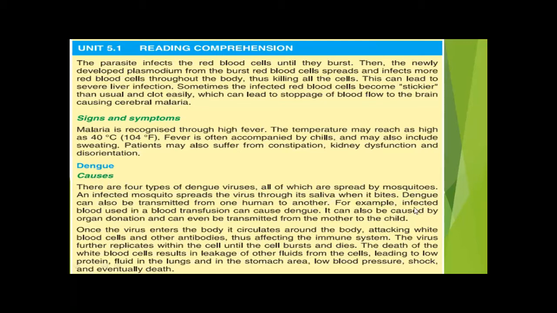For example, infected blood used in a blood transfusion can cause dengue. It can also be caused by organ donation and can even be transmitted from the mother to the child. Once the virus enters the body, it circulates around the body, attacking white blood cells and other antibodies, thus affecting the immune system. The virus further replicates within the cell until the cell bursts and dies.